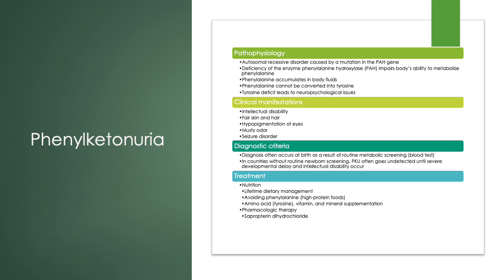So think about it. You have high levels of phenylalanine in the body already, so you don't want to add more phenylalanine with these high protein foods. Instead, you want to encourage more tyrosine, vitamins, and minerals because those are the things that are deficient in this condition. And then you want to have pharmacological therapy, which includes sapropterin dichloride.